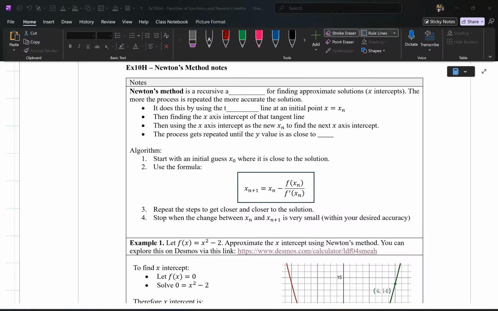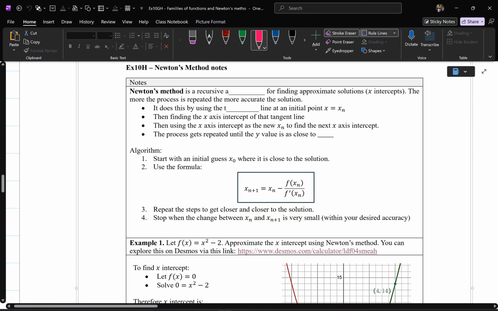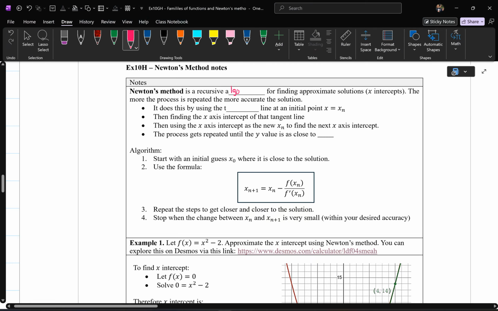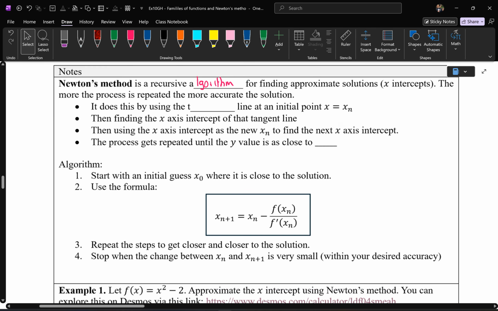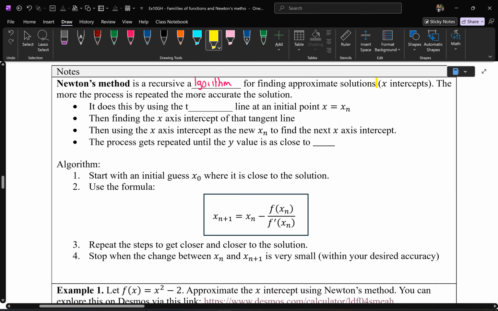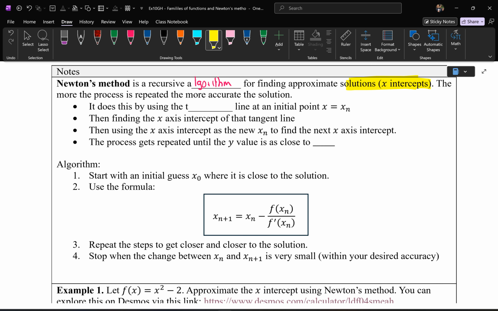Newton's method, what is it? It is a recursive algorithm. You can fill that in. You just need it's a formula. You just apply it. And the algorithm is used to find or to approximate x-intercepts. That's all it is. Kind of like your bisection method. Very similar. The more you repeat the process, the algorithm, the more accurate the solution is. So there's a difference between bisection method and Newton's method.